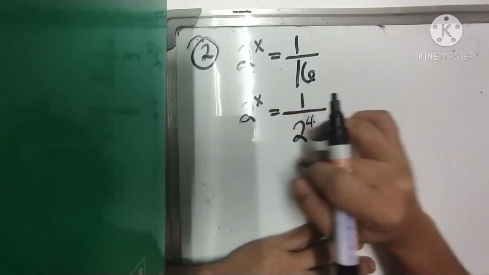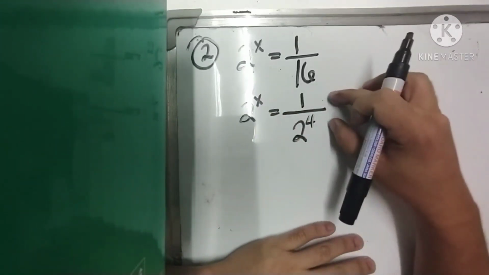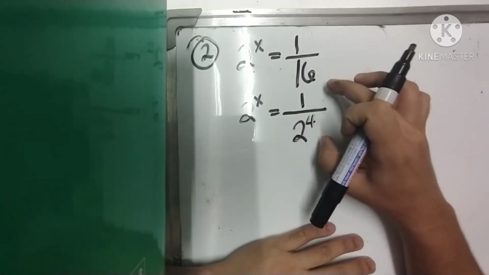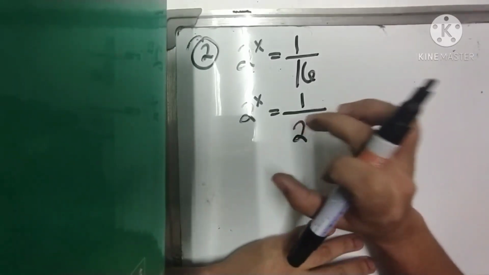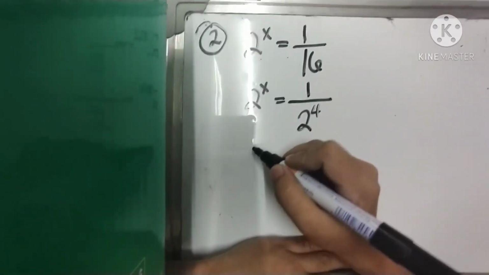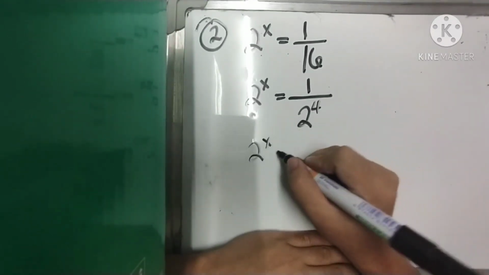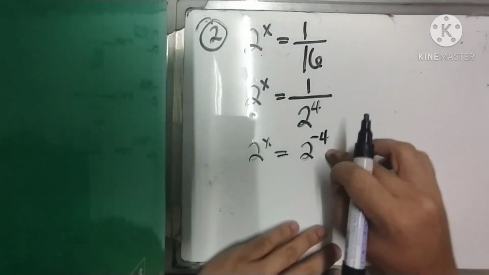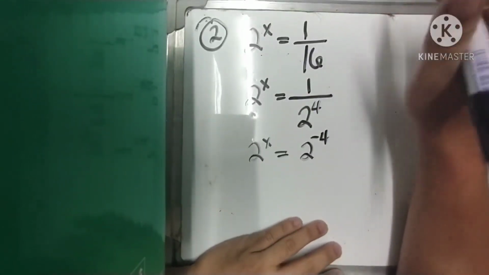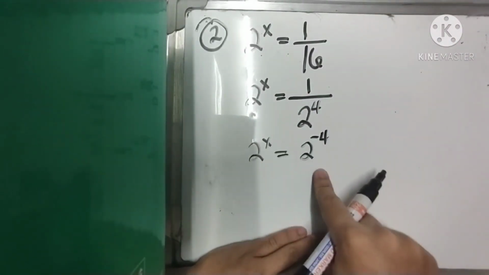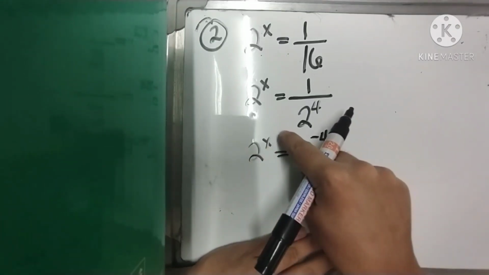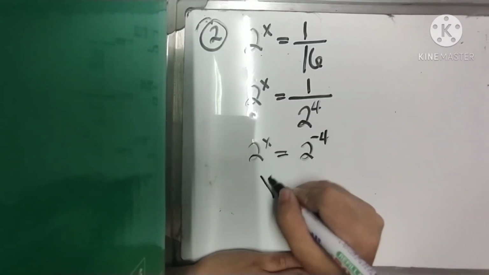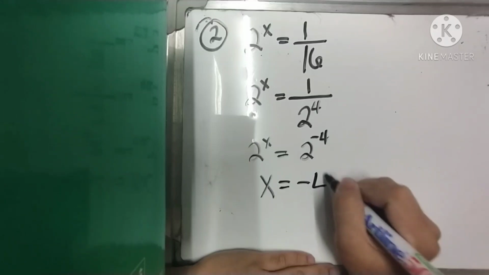So, now, naanatay pareha og base. What we are going to do is, we need to get the reciprocal of 1 over 2 to the power of 4. Or, we need to transform this one into a whole number by applying the law of negative exponent. So, this will become 2 to the power of x is equal to 2 to the power of negative 4. So, why negative 4? This is based on the law of negative exponent. So, karon pareha na tag base. Atong buhaton, just bring down the exponent of each expression. So, x is equal to negative 4.